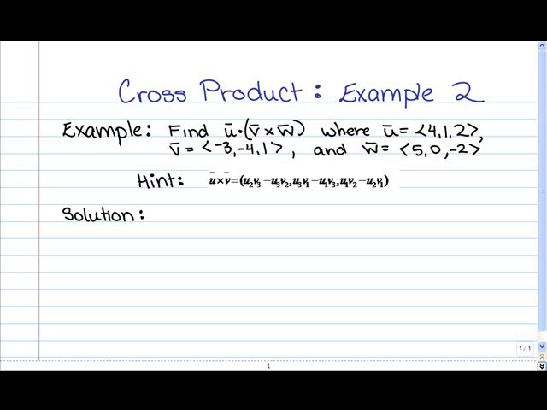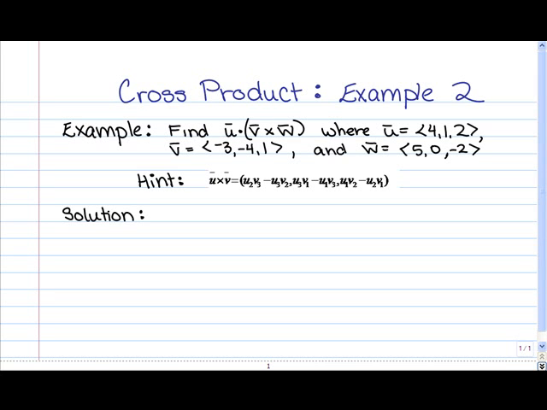So let's go ahead and work out this problem. Here specifically, you're asked to find the dot product of the vector u with the vector corresponding to the cross product of v and w. U here is 4, 1, 2, v is -3, -4, 1, and w is 5, 0, -2. So go ahead, try this out, and then we'll continue together.